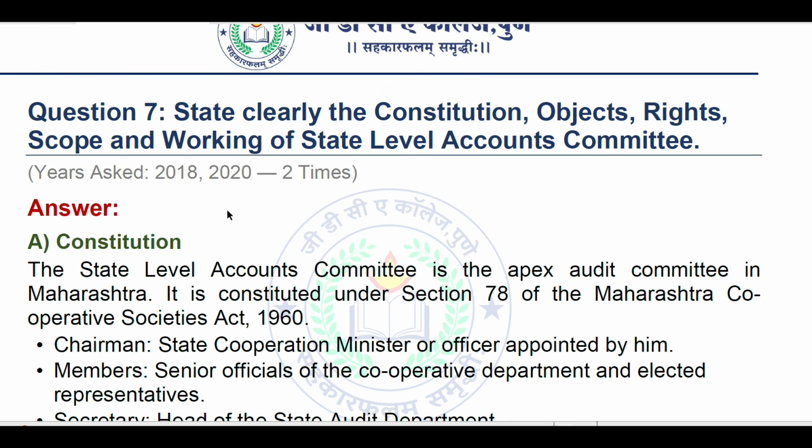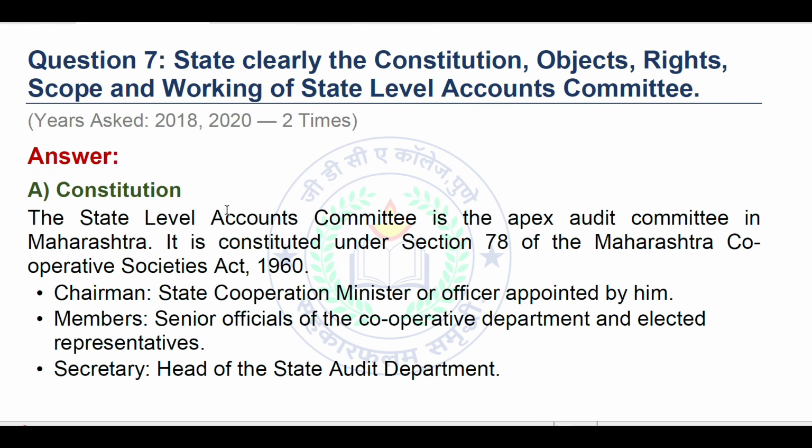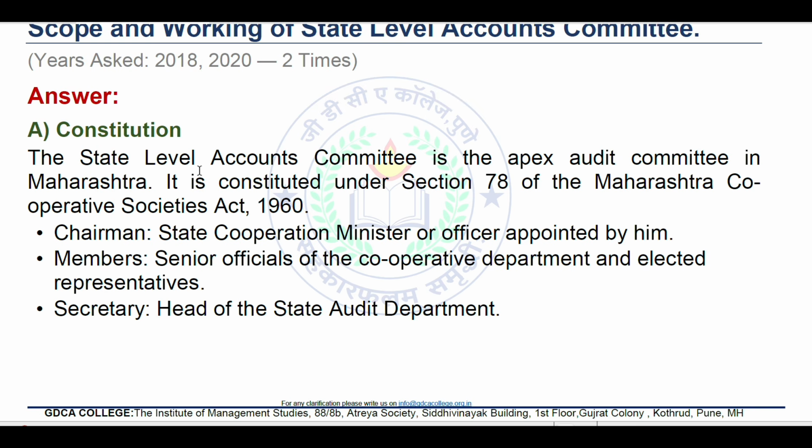So question number 7: state clearly the constitution, object, rights, scope, and working of the State Level Audit Committee. It has been asked 2 times actually, in 2018 and 2020. So what will be the answers?